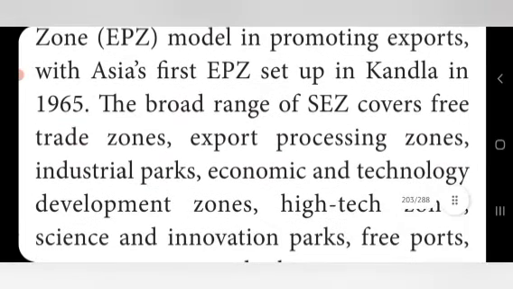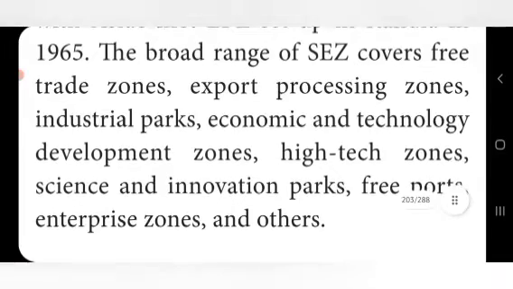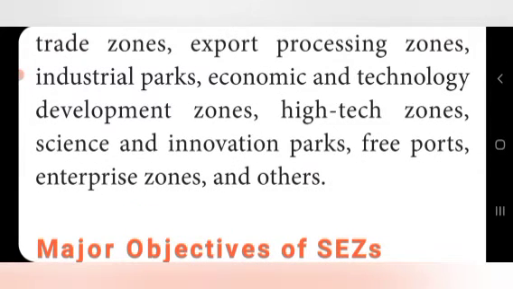The broad range of special economic zones covers free trade zones, export processing zones, industrial parks, economic and technology development zones, high-tech zones, science and innovative parks, free ports, and enterprise zones, and others. These are included in the special economic zone. So the export processing zones were modified as special economic zones. This may be asked in your 1 mark.